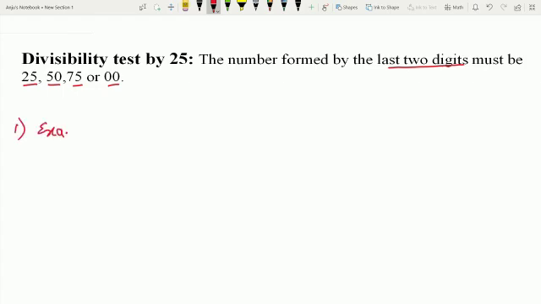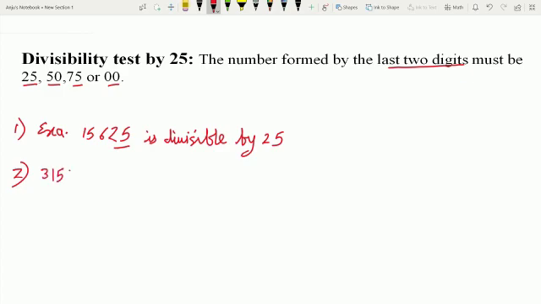So let us take some examples, and the number is 15,625, and here you can see last 2 digit is 25. Therefore we can say 15,625 is divisible by 25. Second example, and the number is 3,150, and say student last 2 digit is 50. So 3,150 is divisible by 25.